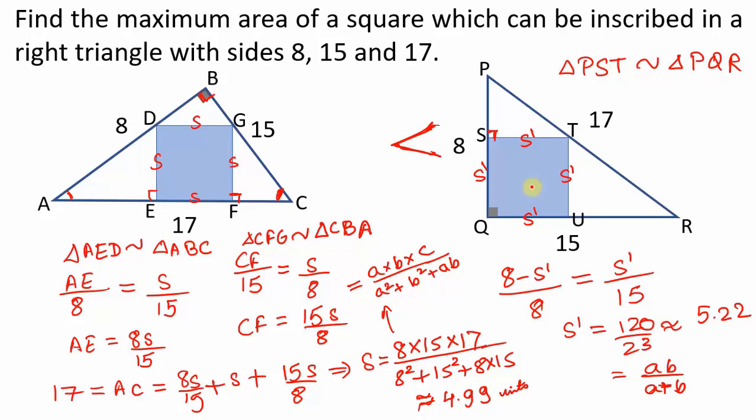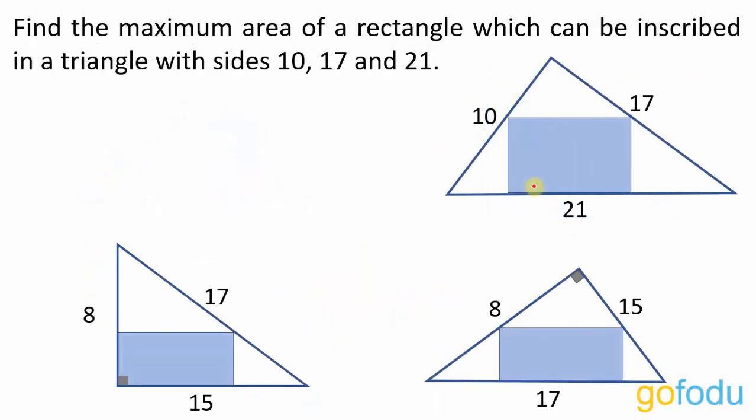Then there is this next part of this question in which a rectangle is inscribed in a triangle and we have to find maximum area of the rectangle. Okay. A rectangle is inscribed in a triangle. Now this triangle could be a right triangle. Okay. And rectangle could be inscribed in this way. And this rectangle could also be inscribed in this way.